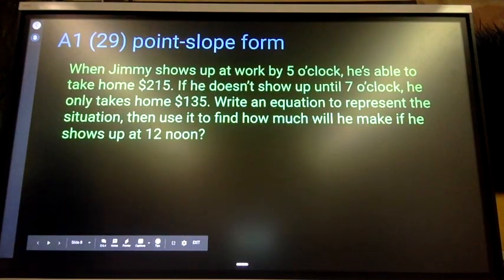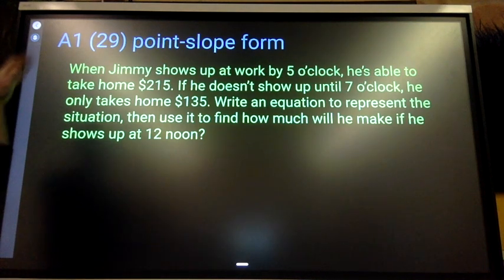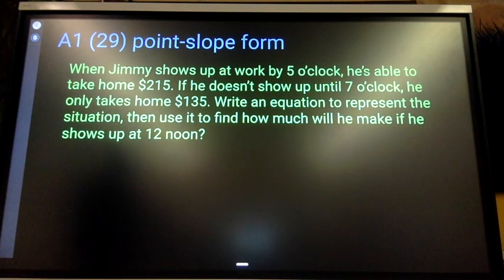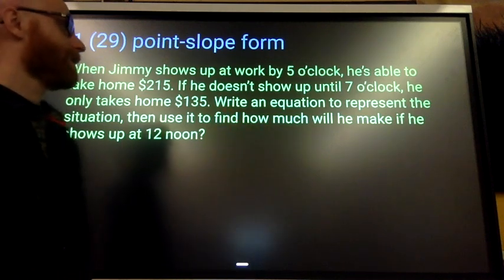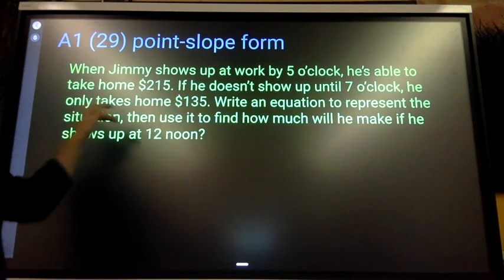Favorite context, story problems. Jimmy shows up at work by 5 o'clock. He's able to take home $215 if he doesn't show up till 7 o'clock later. It's less than 2 hours. He only takes home $135. Write an equation to represent the situation.